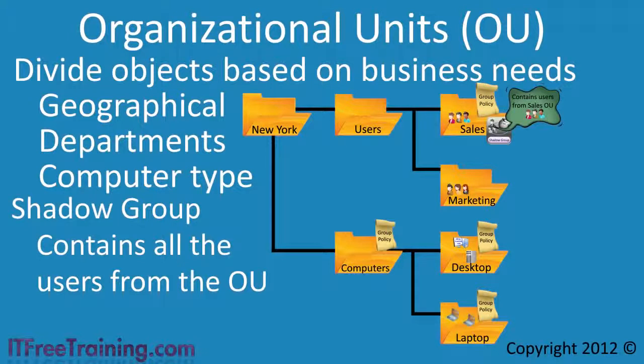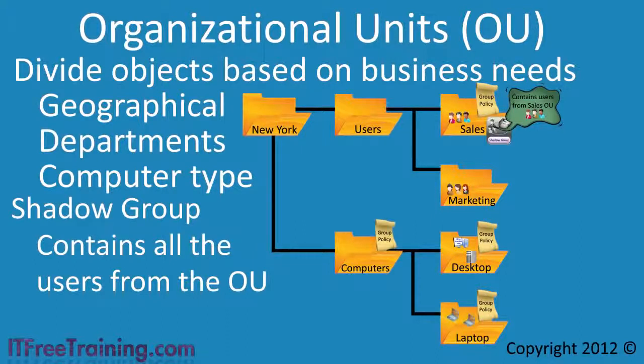Both of these OUs could also have group policy applied to them that configured settings that were specific to desktops and laptops. This gives you a lot of flexibility, allowing you to configure the OUs in Active Directory to match your business requirements.